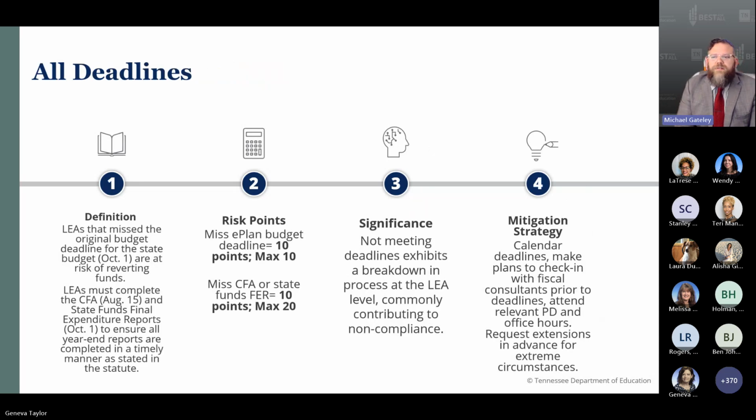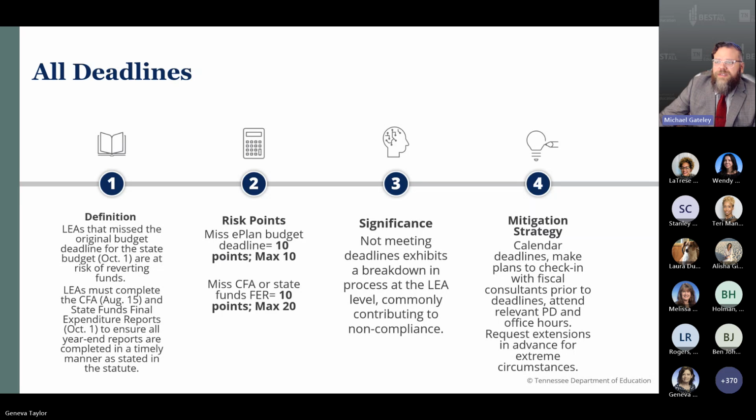The last category in fiscal is going to be the all deadlines area. LEAs that miss the original budget deadline for the state budget, which is October 1st, are at risk of reverting funds. LEAs must complete the CFA by August 15th and state funds final expenditure reports by October 1st to ensure all of those end of year reporting deadlines are met.